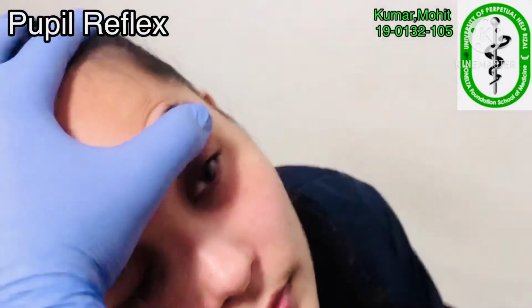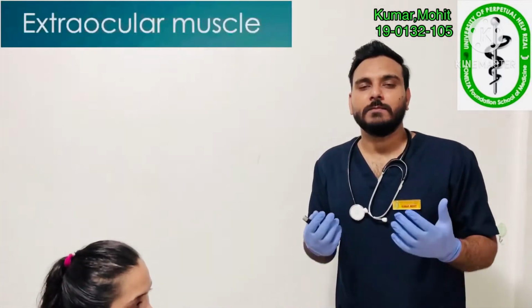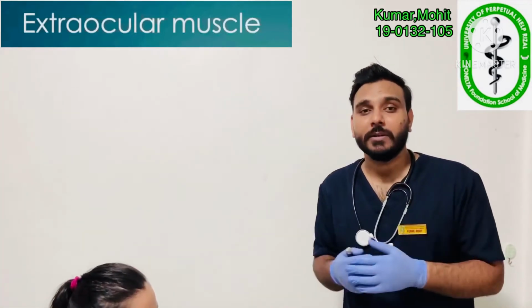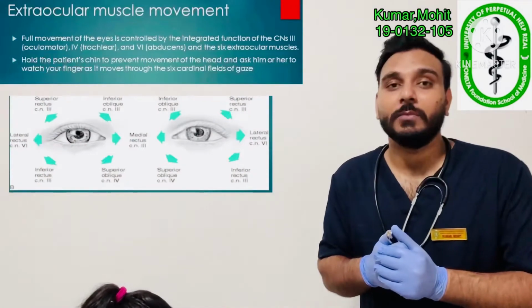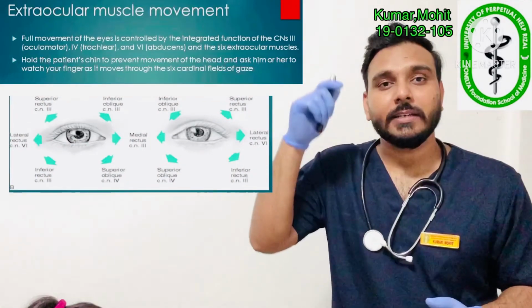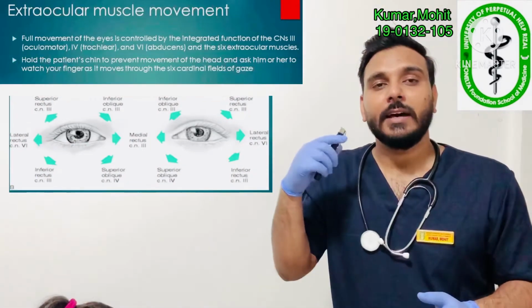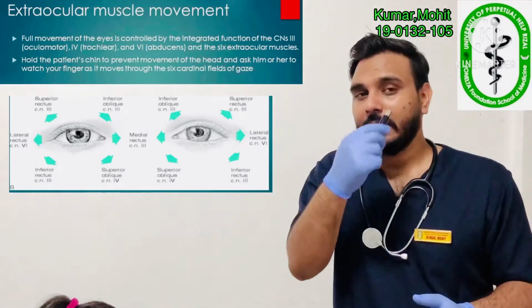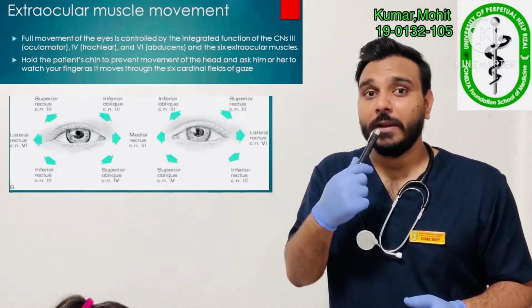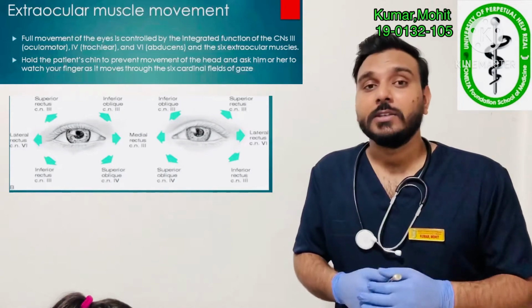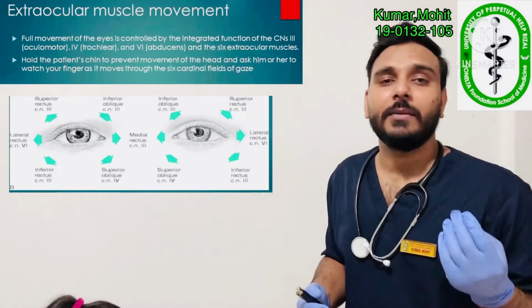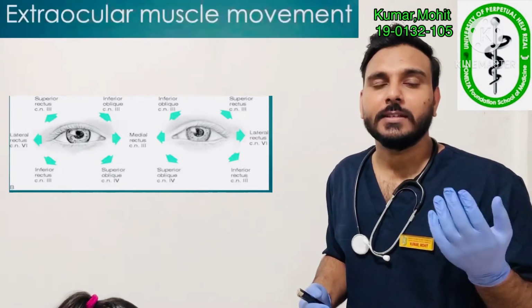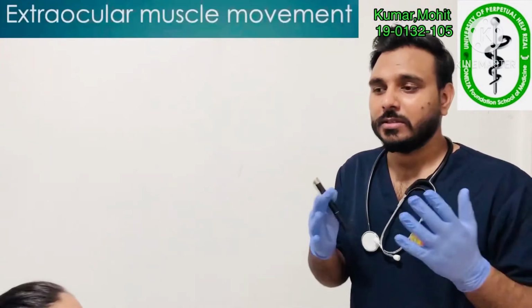Look at this. Now we are going to do the test for the movements of the extraocular muscles. As we know, our eye has six extraocular muscles: the superior rectus, inferior rectus, lateral rectus, medial rectus, superior oblique and inferior oblique. These muscles are controlled by cranial nerves number 3, number 4 and number 6. Alright, so we have to go for it.